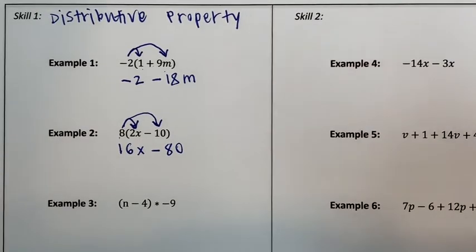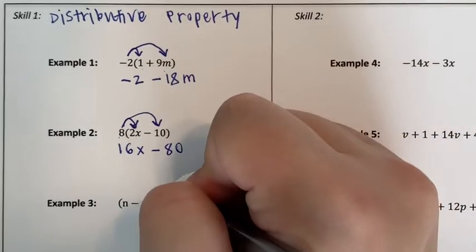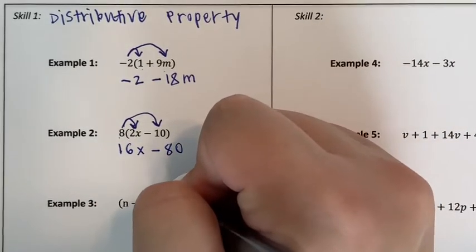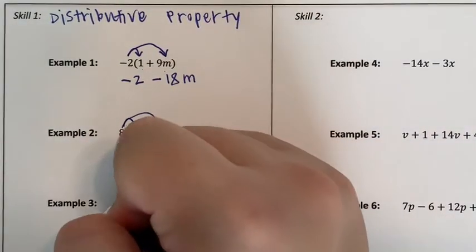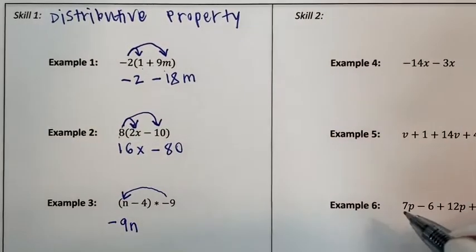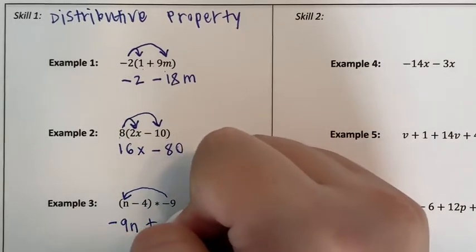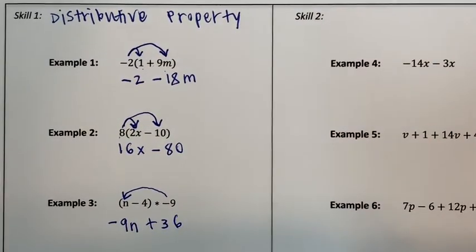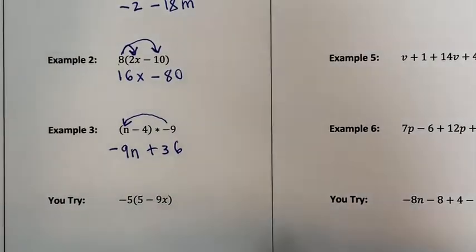Example 3 looks a little bit different because the number that we are distributing, or that we have to multiply to both terms inside parentheses, is actually on the right. It's not a big deal. The number that we're distributing is a -9. So we're doing -9 times n gives us -9n. -9 times -4 gives us +36. We're going to hold off on this, you try, and come back to it.